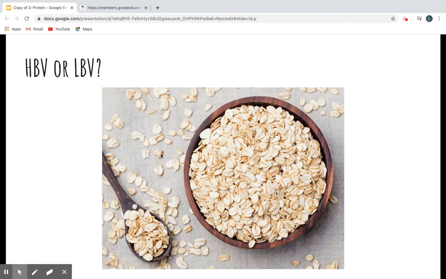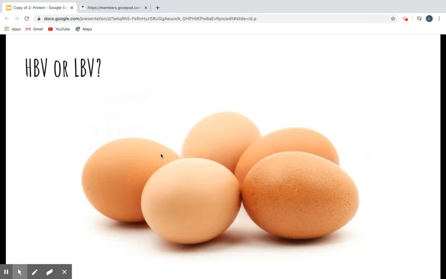We then have got some oats. Are they high biological value or low biological value? Hopefully you realise that they're a plant food, okay? They're not in the big exception group, therefore they are low biological value because they are missing one or more of those essential amino acids.